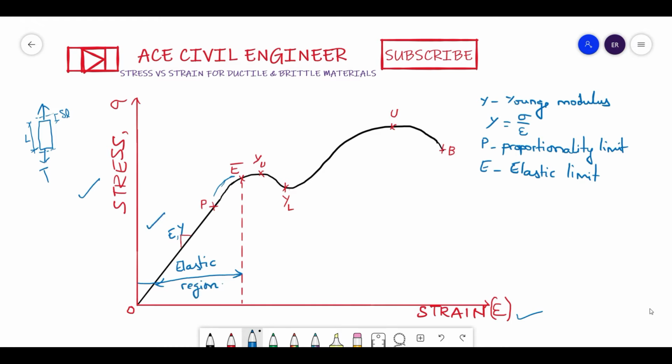Now friends, let us understand what happens beyond this elastic region. Once the elastic region has been crossed, the ability of this material to come back to its original shape is gone. Now if you keep on increasing the load, what happens? With a small increase in load, you will see a drastic increase in deformation. So here you will see a small S curve like this, and this S curve is in the plastic zone.